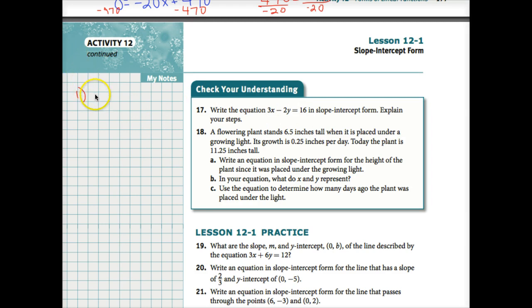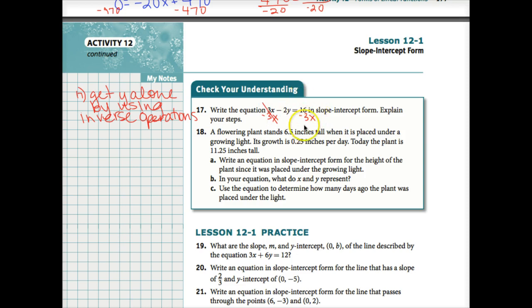I need to get y alone, oops, 17, not 16, by using inverse operations or opposite operations. So that means first I'm going to subtract the 3x. So those will cancel out.